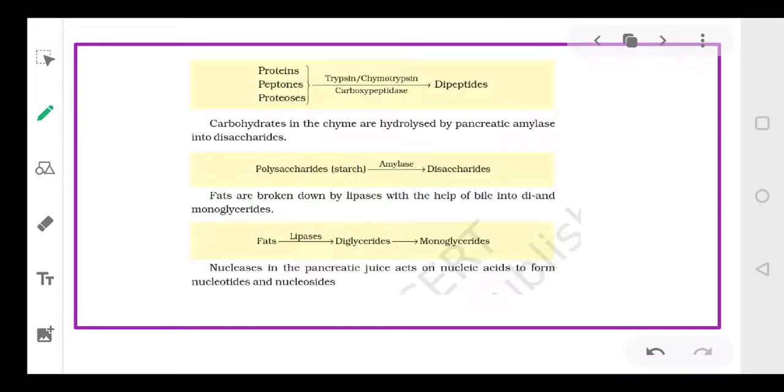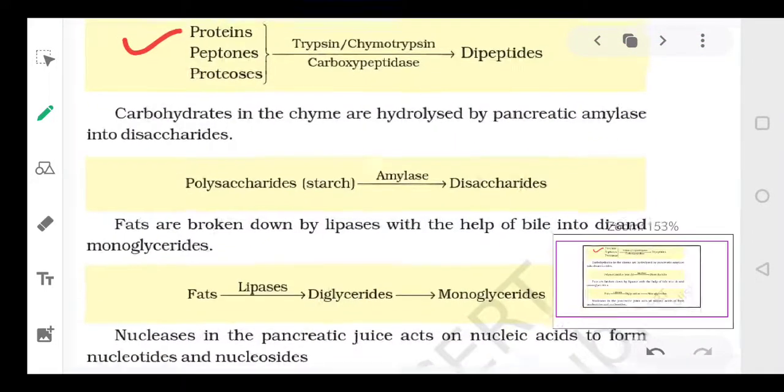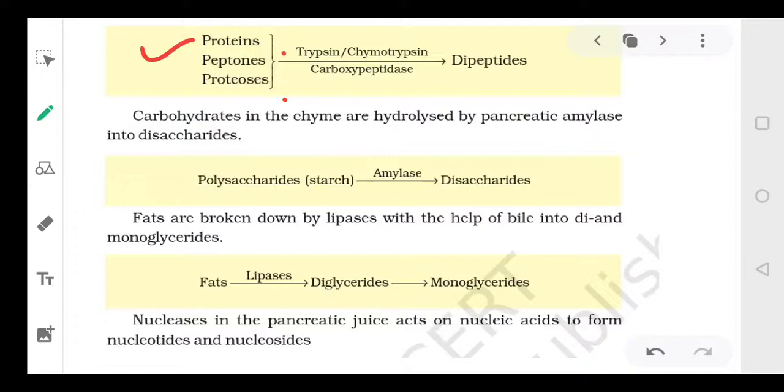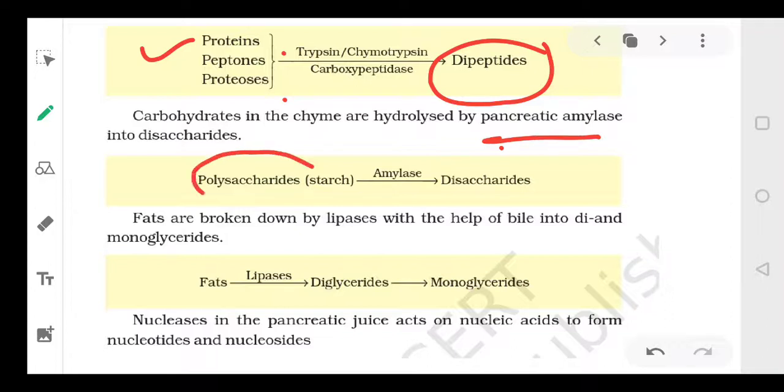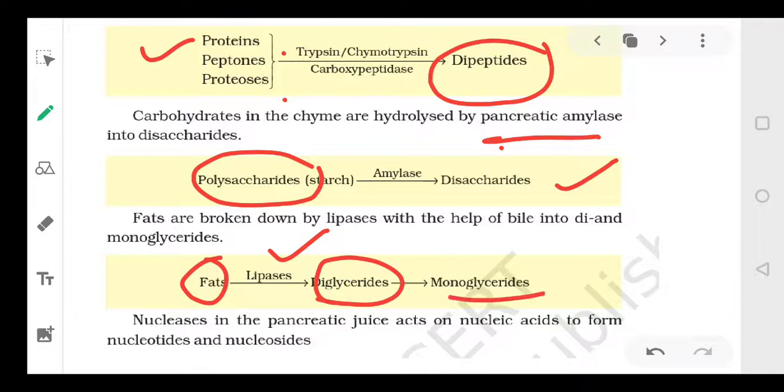Now first of all, coming to your stomach, what will happen? Proteins will be acted upon by the peptones and proteases and will be converted into dipeptides. Then your pancreatic amylase will act on polysaccharides and convert them into disaccharides. Then fats will be acted upon by the lipase and converted into diglycerides and finally into monoglycerides.